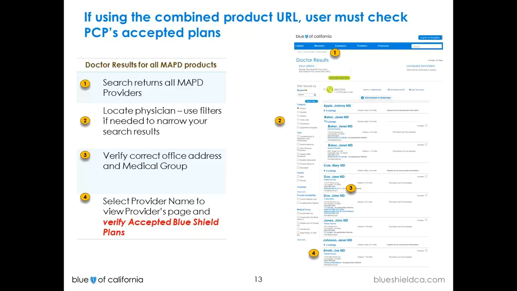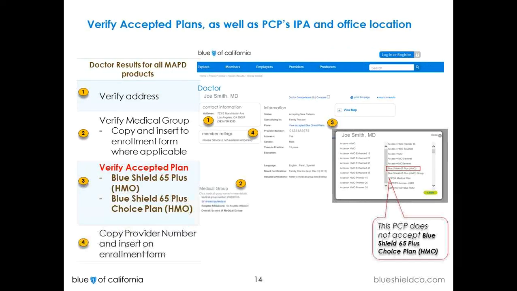Okay, next page, please. And so we have kind of expanded this particular provider we were looking at, Joe Smith. And you see that the provider accepts Blue Shield 65 Plus, but does not accept Blue Shield 65 Plus Choice. Okay, so that's how you would be able to identify if that provider would be good for your client or not.